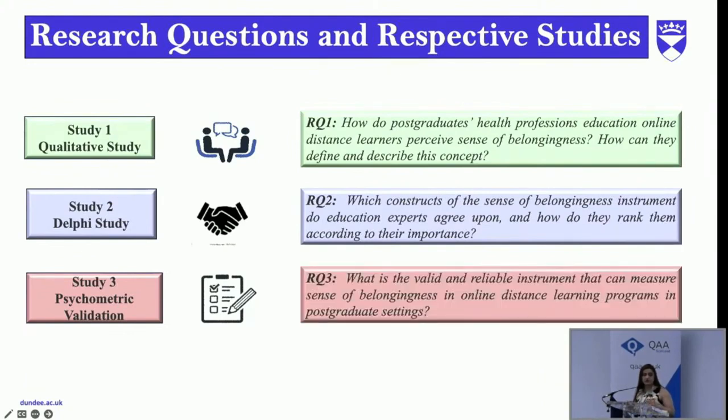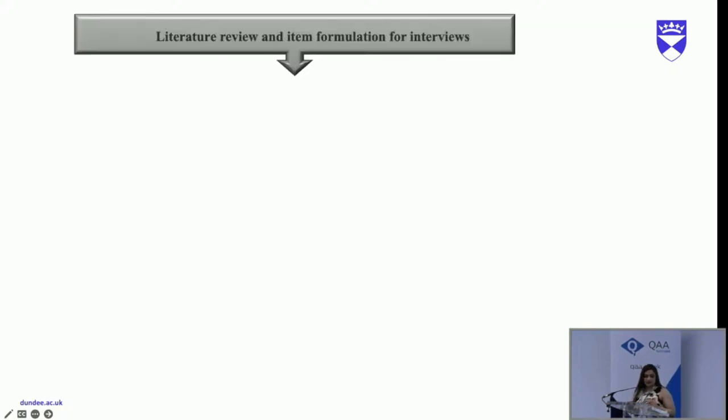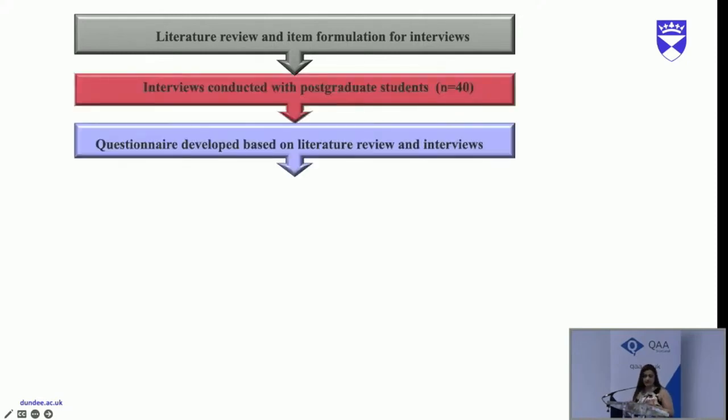Then the third phase was when I took the generated items through the Delphi technique, content validation, and response validation. Then the last stage was, what is the valid and reliable instrument? I did the psychometric analysis, basically exploratory factor analysis. So it started from the literature review and item formulation for interviews for the qualitative phase. Then I conducted interviews with 40 postgraduate students.